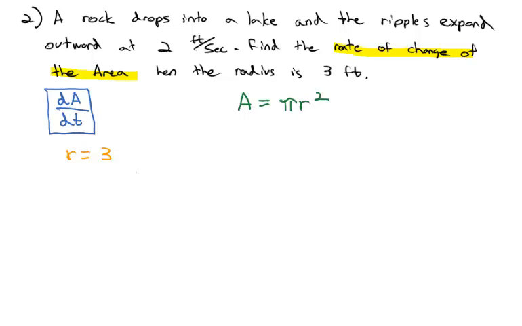and that the ripples are extending at a rate of the change in the radius over time, extending outward at 2 feet per second. So the radius is changing at 2 feet per second. The radius is 3. We want to find the change in the area. So we take the implicit derivative.